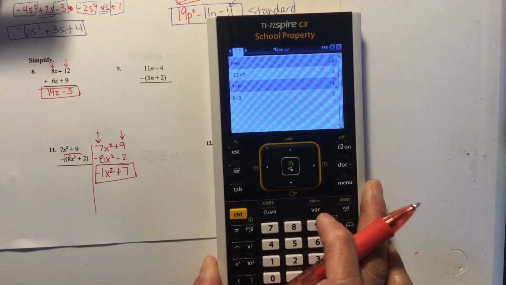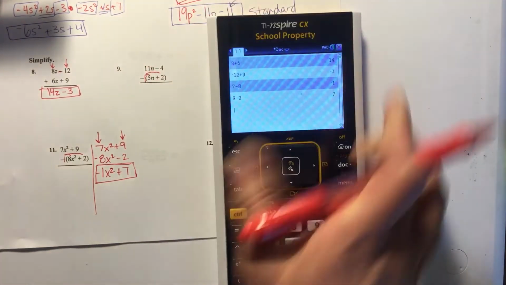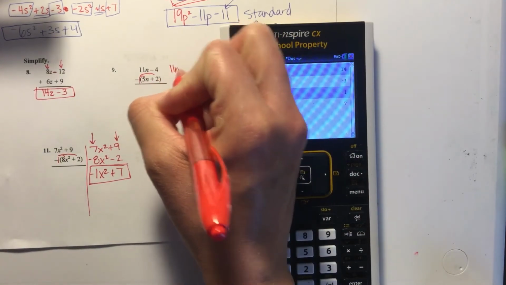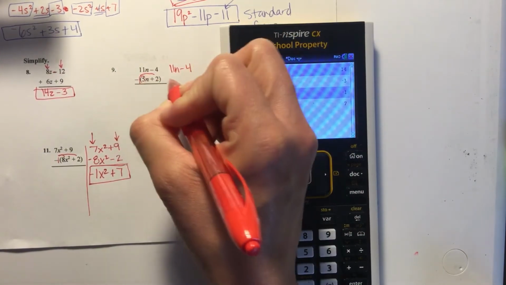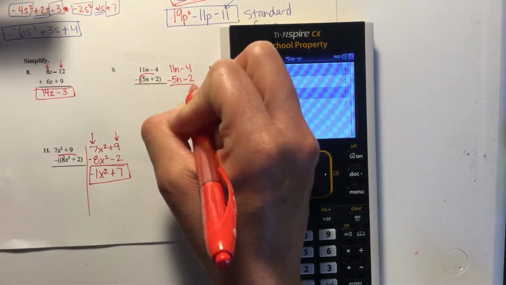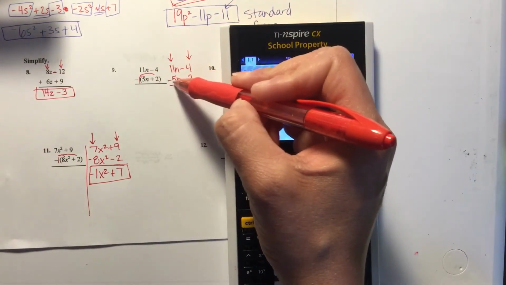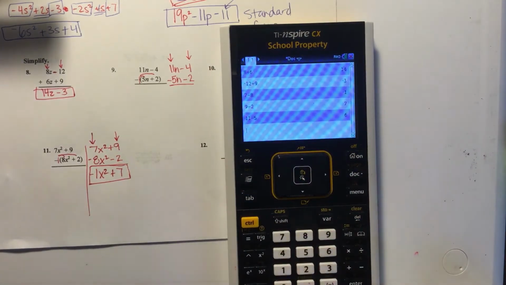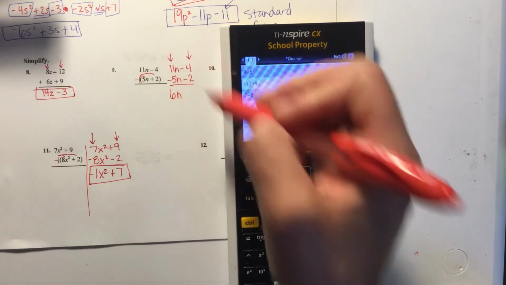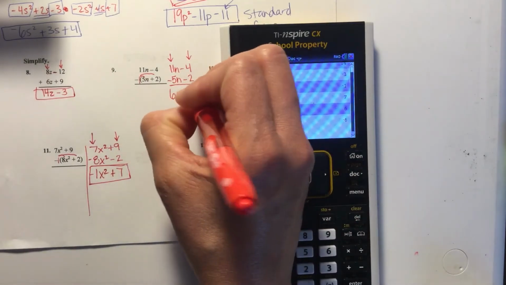Number 9, you have a minus sign again, so you're going to have to distribute to each term. When you distribute, it changes the signs for everything on the bottom. You still have 11n minus 4. This is now going to be a minus 5n, and this is now going to be a minus 2. And now you combine exactly the way it says. 11 minus 5, 6n. Now you're taking a negative 4 minus 2, a negative 6. And you're done.